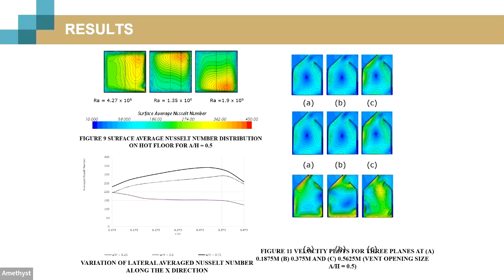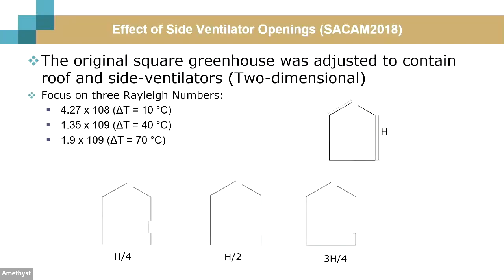The plot indicates the variation of the lateral average Nusselt number along the X direction, that's on the floor of this greenhouse cavity. And one can see there that your highest convective heat transfer is basically if you have the largest opening on the roof. Right, then for another conference, we altered this even more and we added side ventilators.